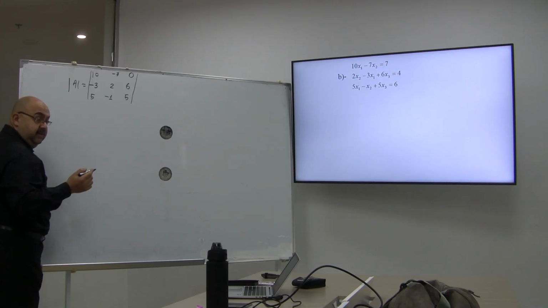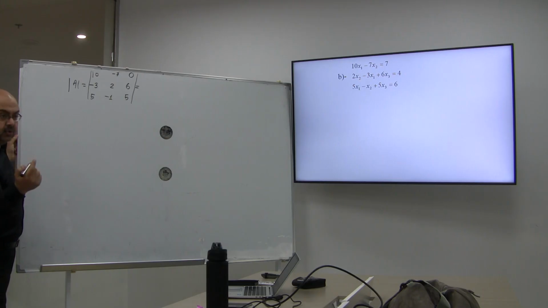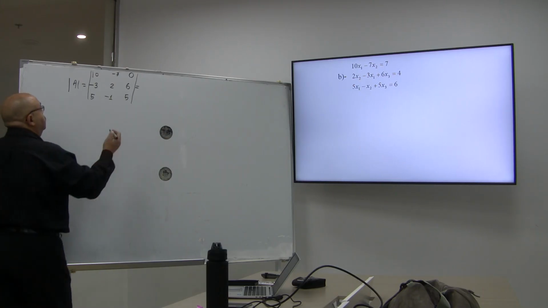I want to evaluate the value. How to do it? I believe the simplest is to use Sarrus's rule. Am I right? So how to use Sarrus's rule?